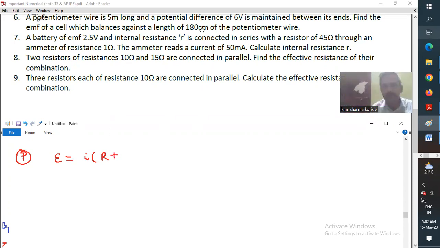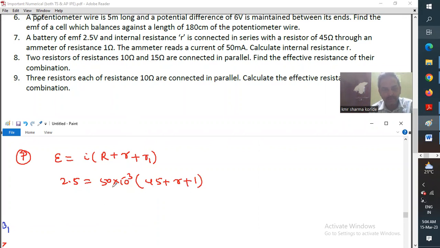Then internal resistance. Internal resistance is small r. Okay, so this is ammeter resistance, and small r is the internal resistance, and the ammeter resistance is 1 ohm. You call it R1. Therefore, in the question, EMF is 2.5 volts, I is 50 milliamperes, which is 50 into 10 to the power of minus 3 amperes. Capital R is 45. Ammeter resistance is 1 ohm, and internal resistance is small r.